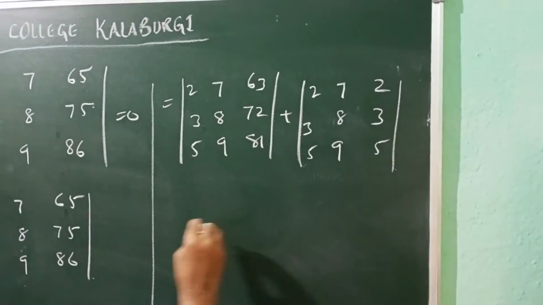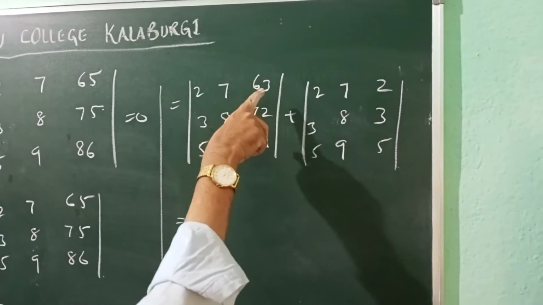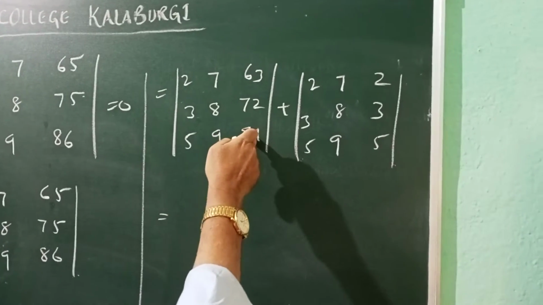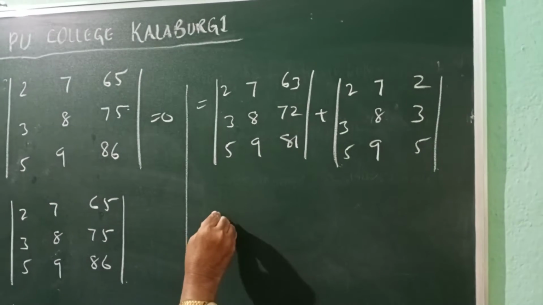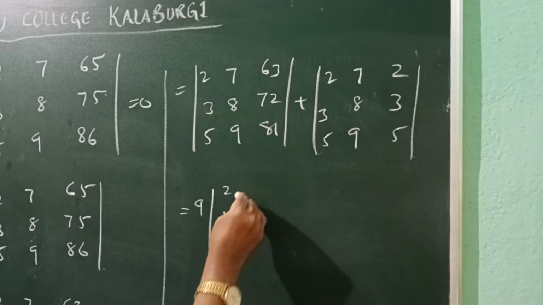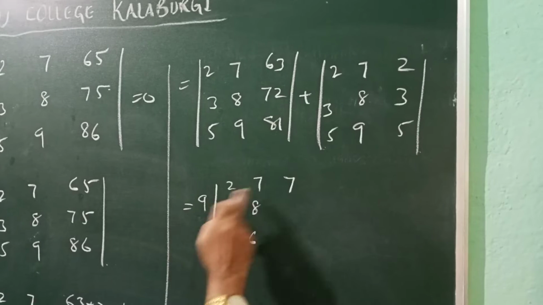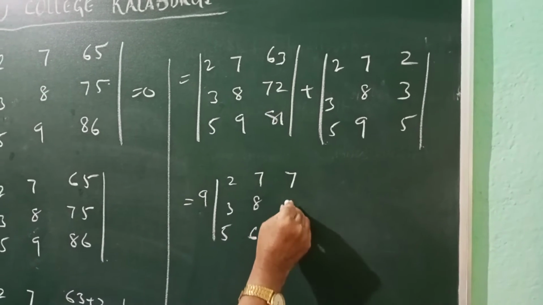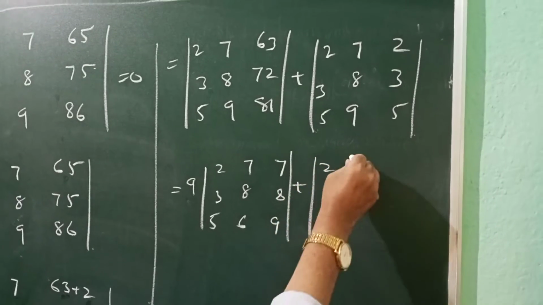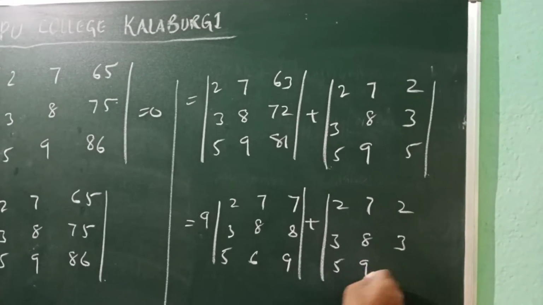Now see here, in this determinant all three numbers in the last column are multiples of 9. So we take 9 as a common factor. 2, 3, 5; 7, 8, 9; 9 into 7 will be 63, then 8, and here 9. Now plus this will be 2, 7, 2; 3, 8, 3; 5, 9, 5.